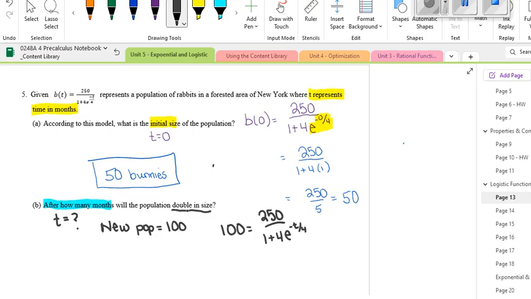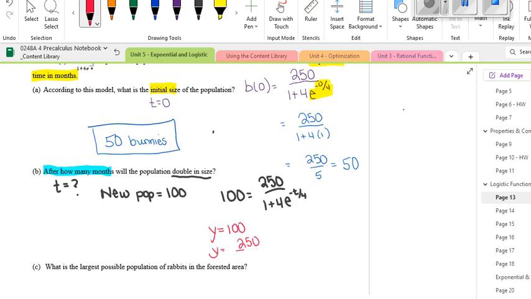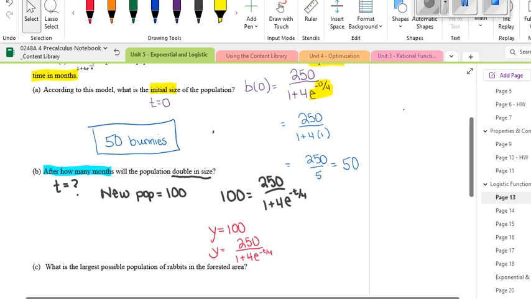We're actually going to talk about some algebraic solutions of these types of equations after the first of the year, but for now, to keep things simple, we're going to solve this on our graphing calculator. And the way that we're going to solve this on our graphing calculator is that we're going to look at each side of this equation independently. We're going to look at y equals 100, and we're going to look at y equals 250 over 1 plus 4e to the negative t over 4. So this is where you're going to, if you need to, pause the video and go grab your graphing calculator so we can do some graphing.